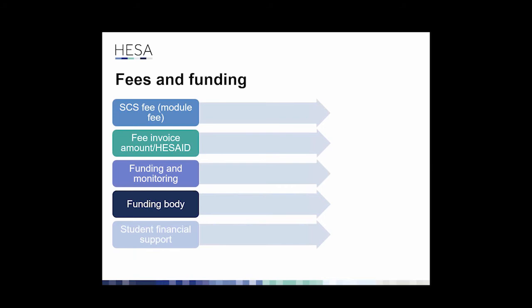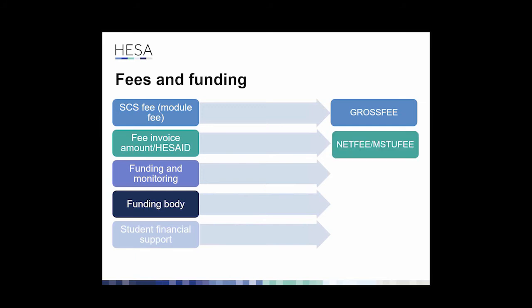So the student course session fee or module fee records the maximum amount that the student could be charged. So for those of you familiar with the current student return, that's a similar concept to gross fee. So that's the amount that they're being charged before any discounts or waivers or bursaries are taken into account. But we also collect the fee invoice amount. So that's the fee that they're being charged after those waivers and discounts and bursaries are taken into account. So again, if you're familiar with the current collection, that is the same concept as net fee. So we have the gross fee before any discounts and the net fee, what the student is actually paying once those other things have been taken into account.